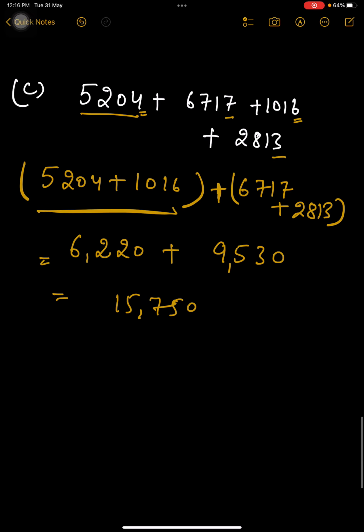So how will you rearrange the numbers? You need to just write first those two numbers which, if you add the unit places, will give 0. Clear? So this is how we do the rearrangement question as well. I hope these doubts are clear to you now. If you have any other doubt from exercise 2.1, please tell me. I'll make a video and then send it to you. Okay, thank you so much.